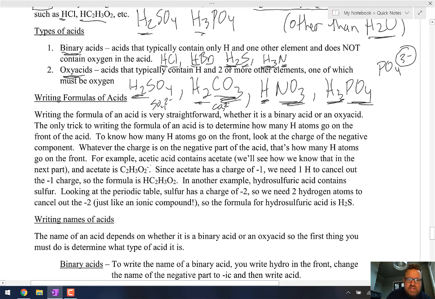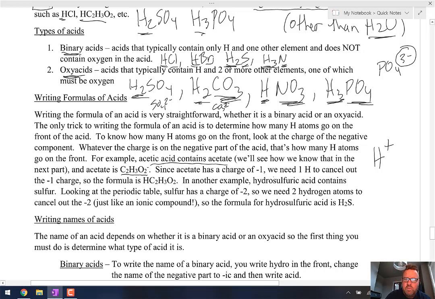And here's an example. Acetic acid contains acetate. And we'll get to how we know that here in just a second. Acetate has a formula of C2H3O2 with a charge of -1. Since acetate has a charge of -1, we need 1 hydrogen, because remember, hydrogen is H+. It has a charge of +1. So kind of like ionic compounds, we have to cancel those charges out.